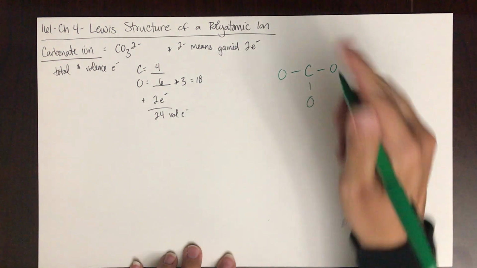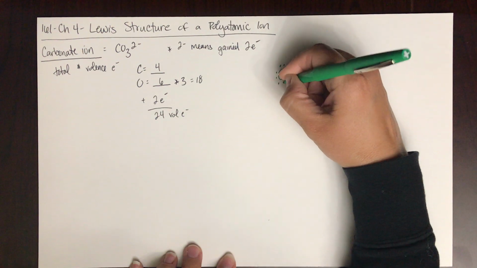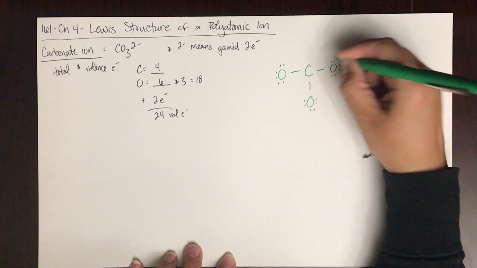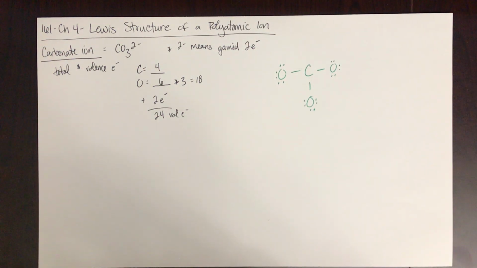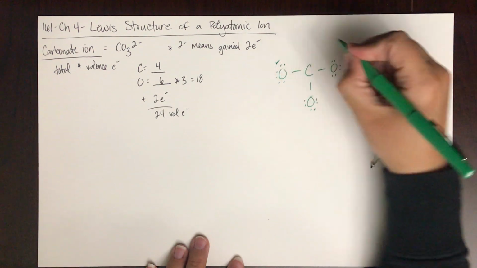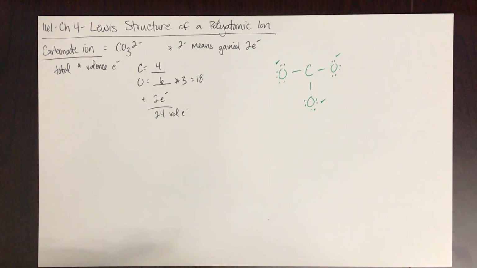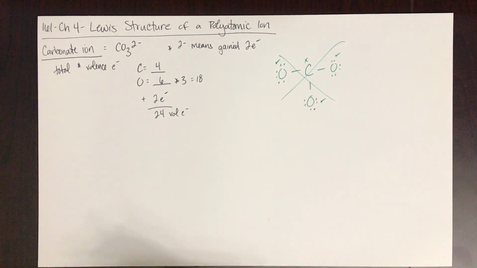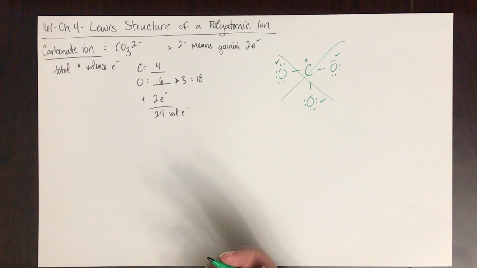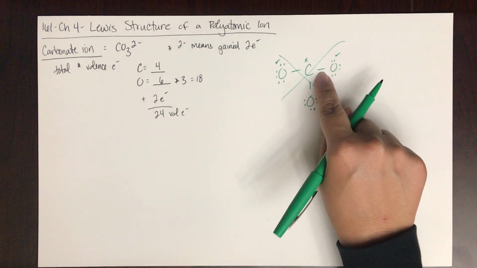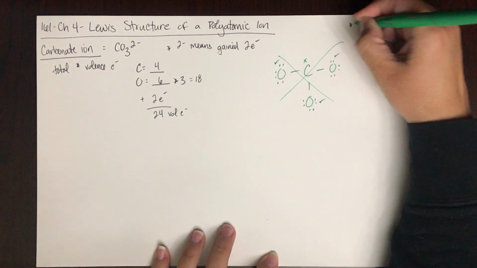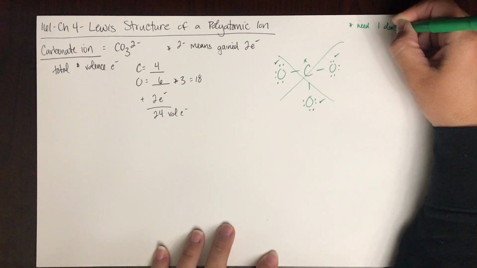2, 4, 6, 8, 10, 12, 14, 16, 18, 20, 22, 24. So I've used all my electrons, and I realize that oxygens have all of their octets full, but carbon does not. So this cannot be the correct Lewis structure. So let's try again. I needed 2 more electrons than I had, because carbon didn't have any electrons to put back here to give it a full octet. So that means I know I need 1 double bond.